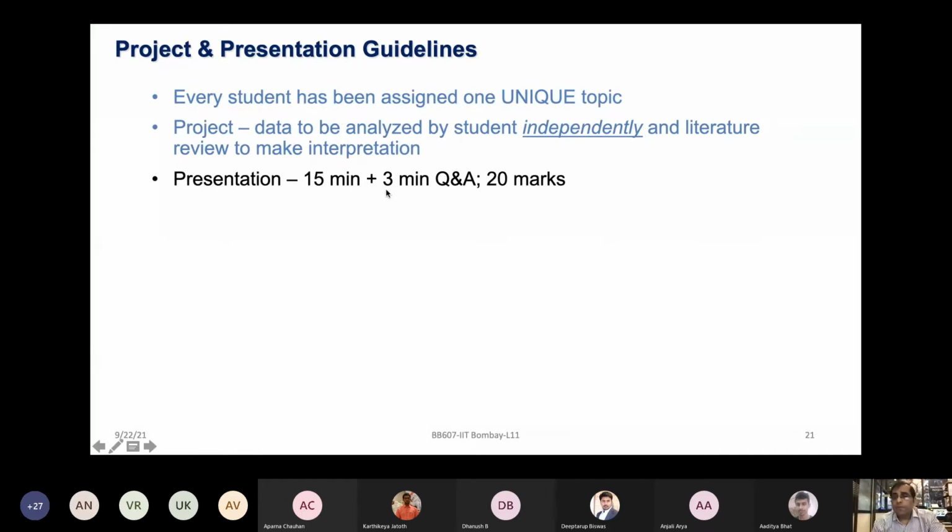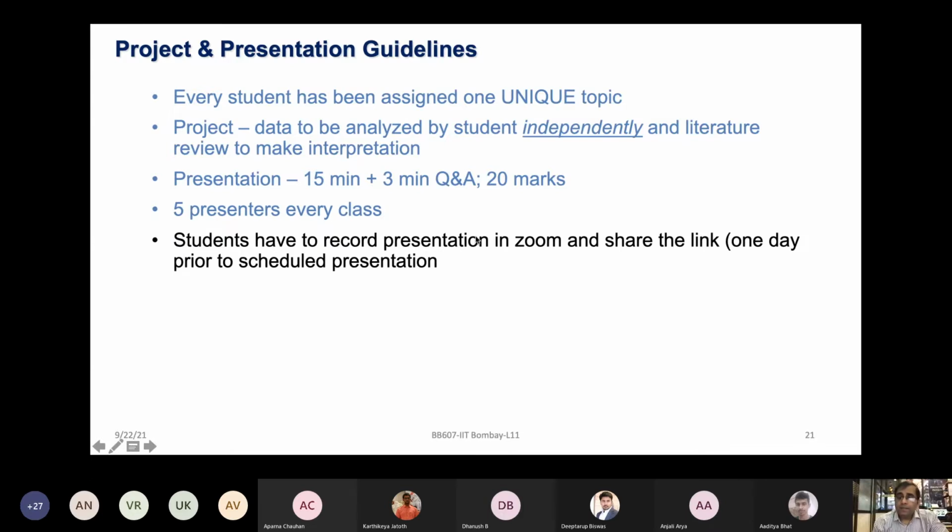For your presentation, you will have 15 minutes, and 3 minutes we will keep for Q&A. It's going to be 20 marks for your presentations. Now, given the large number of students, we are squeezing in, and we can keep 5 presenters every class. Still, it will be only 15 minutes for presentation and 3 minutes for Q&A. So 5 presenters every class.